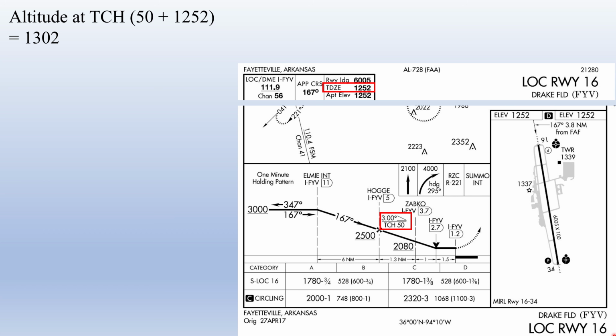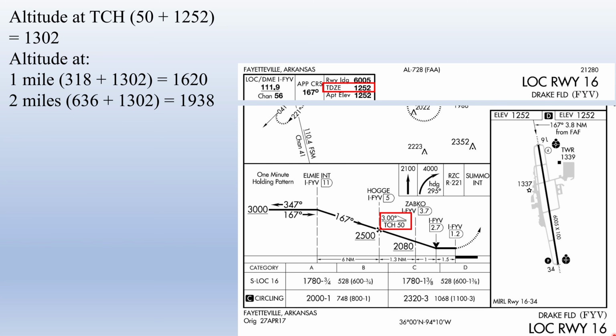So what does this mean for our altimeter as we move from the threshold back towards the final approach fix? All we need to do is add 318 feet per mile as we move away from the threshold. So if we're 1 mile away from the threshold, we add 318 feet to that threshold crossing altitude of 1302. We come up with 1620. So that's what our altimeter should say if we're 1 mile away from the threshold. At 2 miles away from the threshold, it should read another 318 feet higher from that, a total of 636 feet.